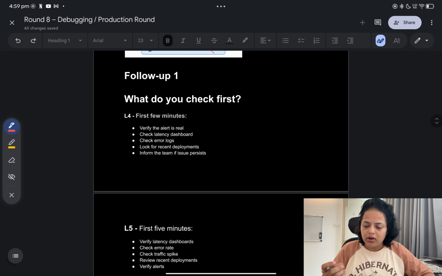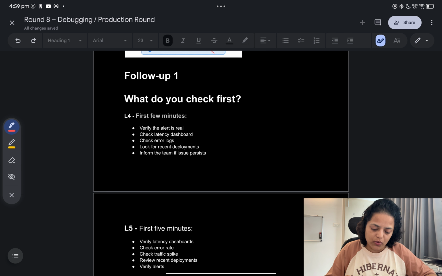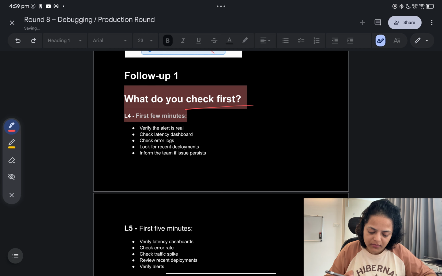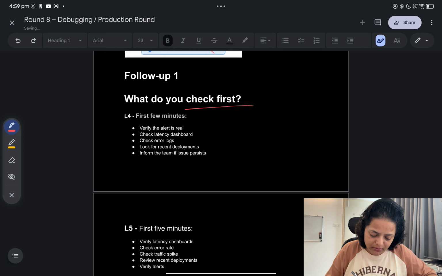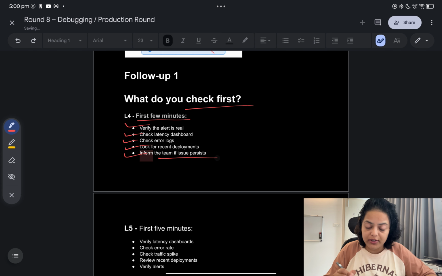Now let's talk about some follow-up questions here. We will be seeing only 5-10 follow-up questions. So what do you check first? L4 will say he will verify, in the first few minutes, whether the alert is real or not, then check the latency dashboard, check error logs, look for recent deployment, and inform the team if the issue persists.